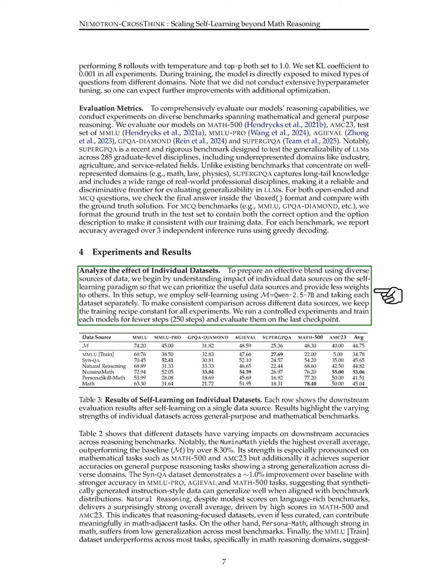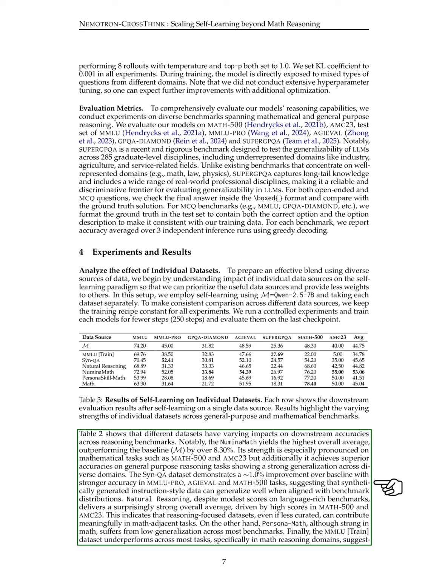We utilize the Qwen 2.5-7B model and examine each dataset independently while maintaining a consistent training method across all experiments. We conduct controlled experiments, training each model for 250 steps and evaluating them at the final checkpoint. Our findings, presented in Table 2, reveal that different datasets significantly affect accuracy in reasoning tasks.